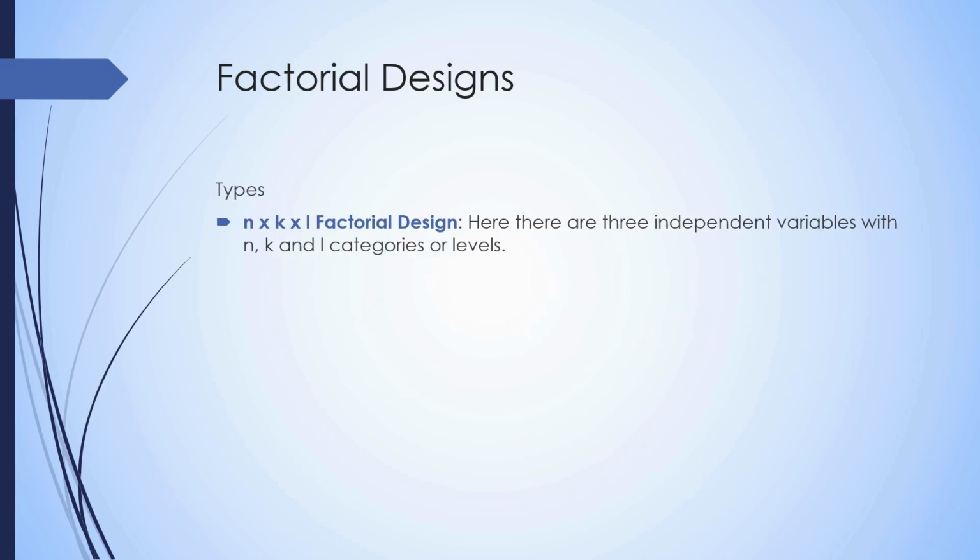Next we have the second type of factorial design, which is n into k into l factorial design. So I hope you have guessed by this what this means. This means there are three independent variables, and each variable can take n number of, k number of or l number of levels. These n or k or l can be any number. As the size of the factorial design increases, the complexity also increases for the study. Let's look at some of the examples.